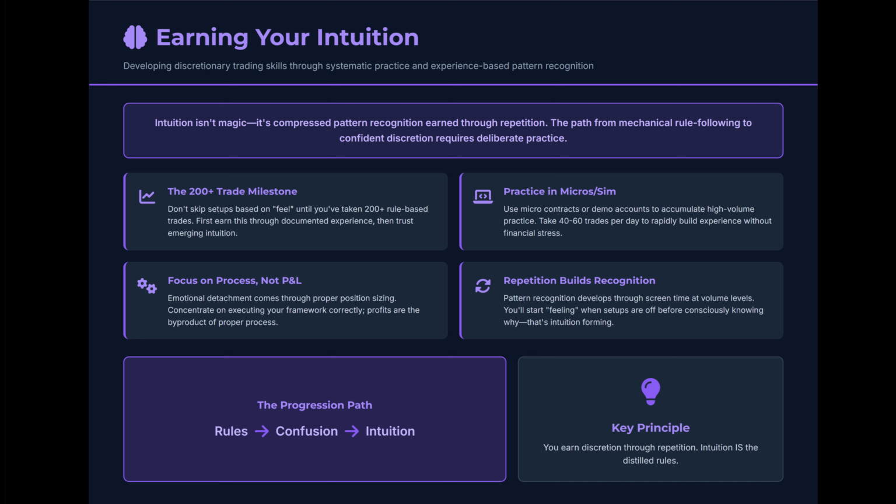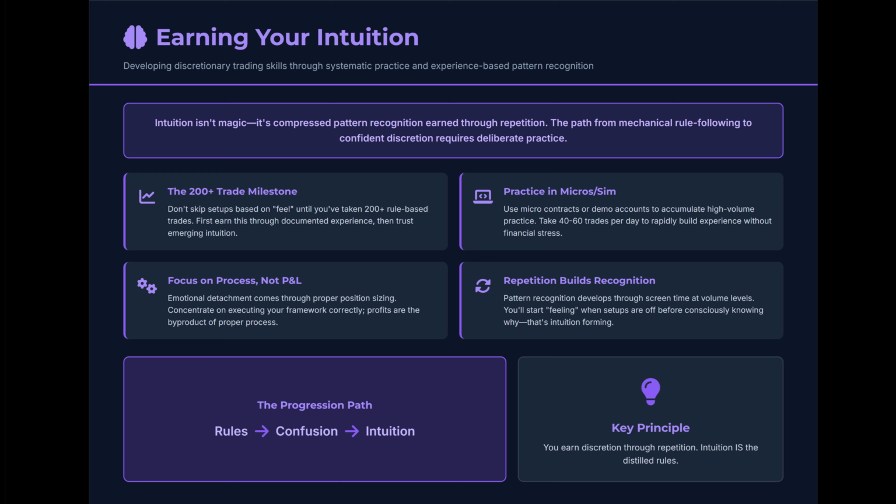To combat this, use proper position sizing. Ensure that a single loss doesn't hurt emotionally, allowing you to focus purely on process. With trades sized correctly, losses become data points. Okay, that didn't work, let me review why. Micro-contracts and sim trading help minimize financial stress, allowing a focus on process. Ask yourself, did I classify the setup correctly? Over time, as you execute properly across hundreds of trades, profits will take care of themselves.